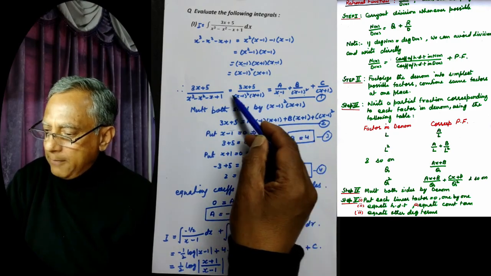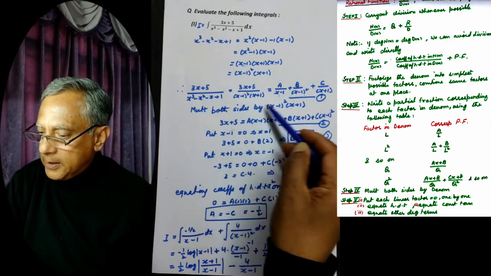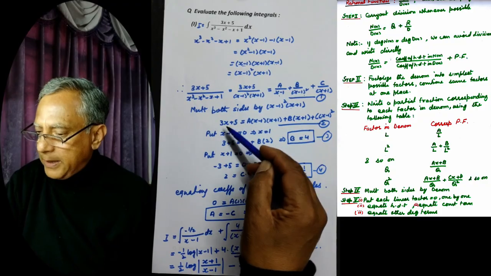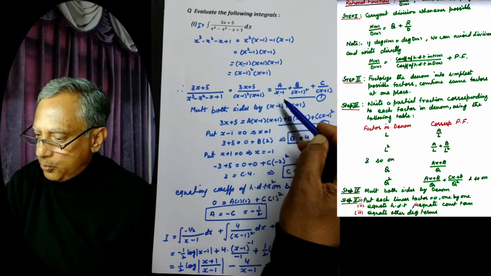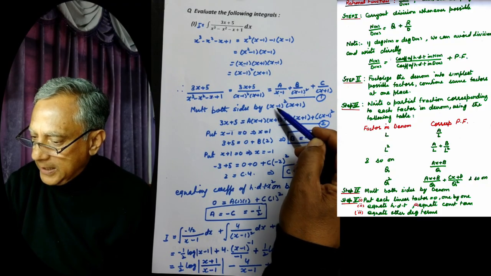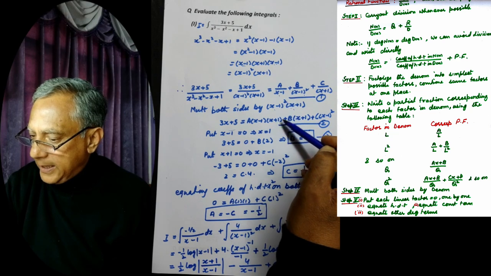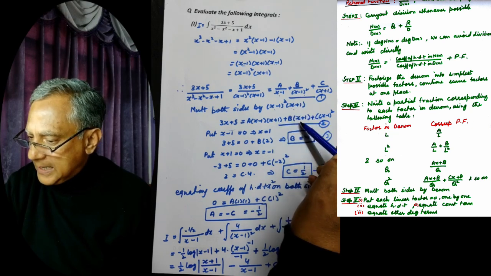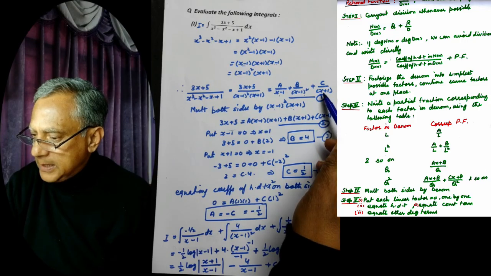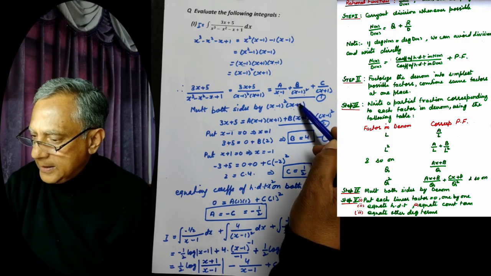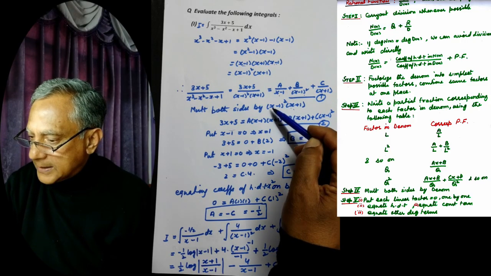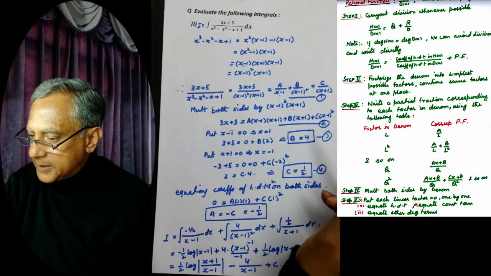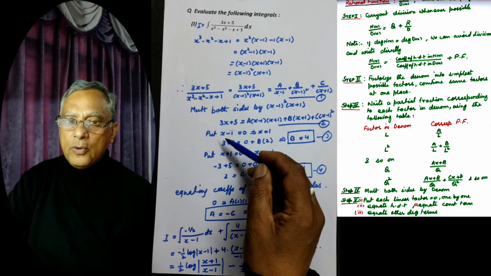Next is multiply both sides by the denominator. So when we multiply both sides by the denominator, we will get 3x plus 5. Here x minus 1 will cancel, we will get a into x minus 1 and x plus 1. Here x minus 1 whole square will cancel and we will get b into x plus 1. And here x plus 1 will cancel and we will get c into x minus 1 whole square.